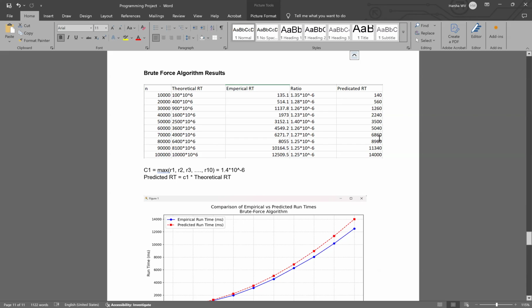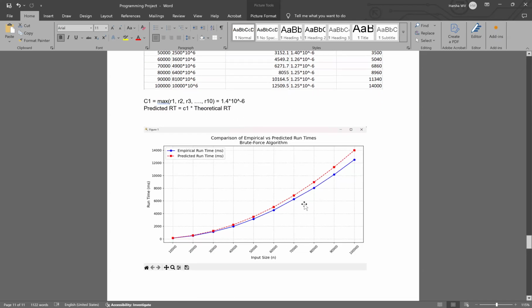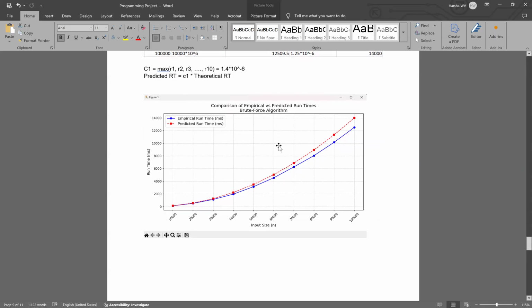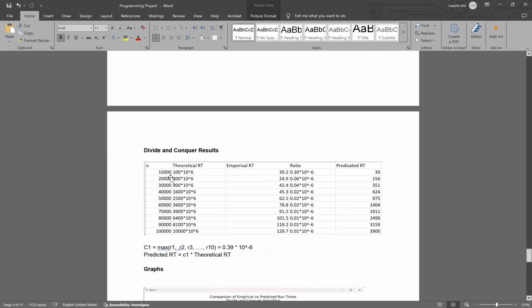Now we are going to generate this graph by taking the results of the empirical running time and predicted running time, where n is the input on the x-axis and the runtime in milliseconds will be on the y-axis. So you can see the red dotted line over here is the predicted running time for the brute force algorithm, and the blue line over here is the empirical running time for the brute force algorithm. Similarly, in divide and conquer, you're going to take some values and find the theoretical running time and the empirical running time.